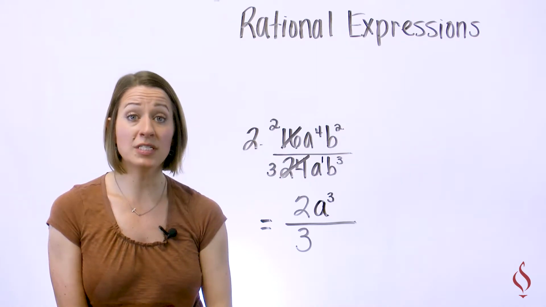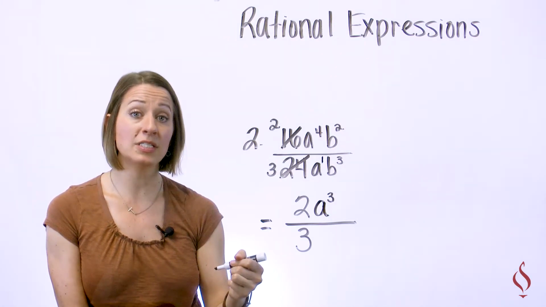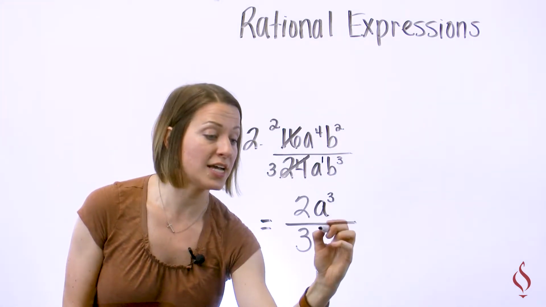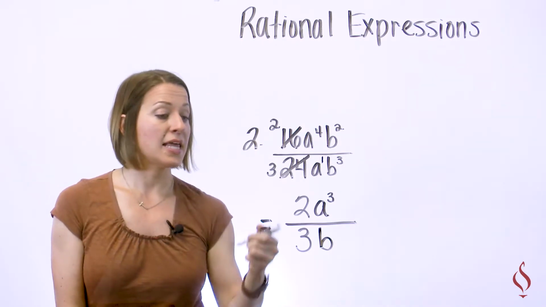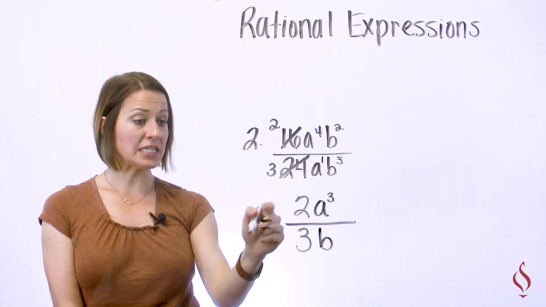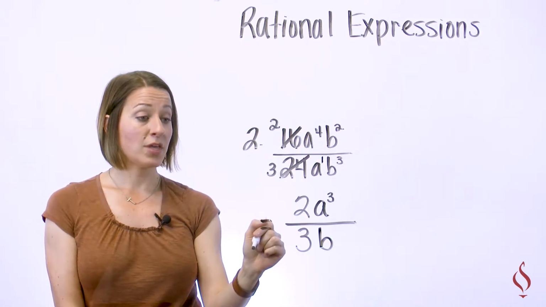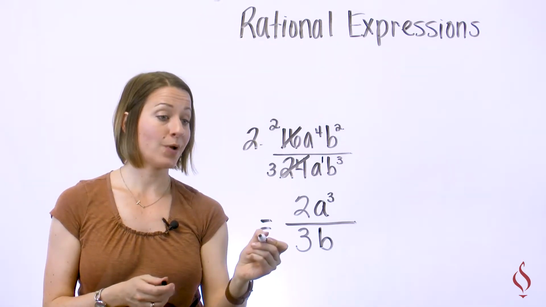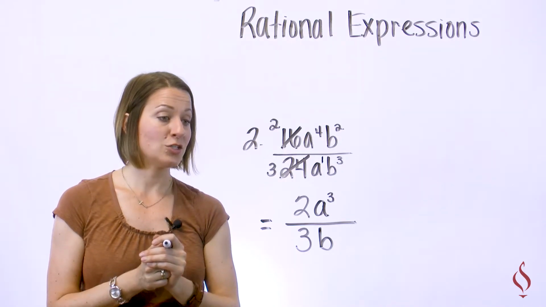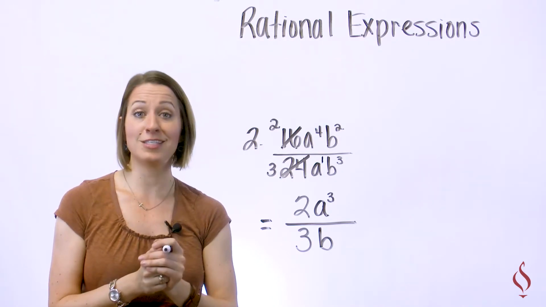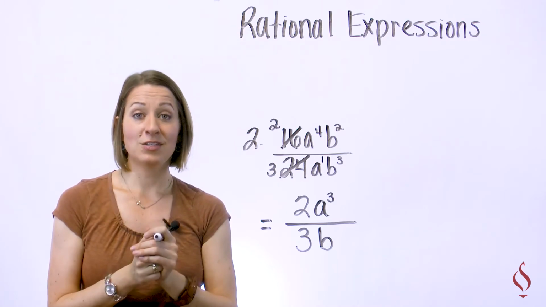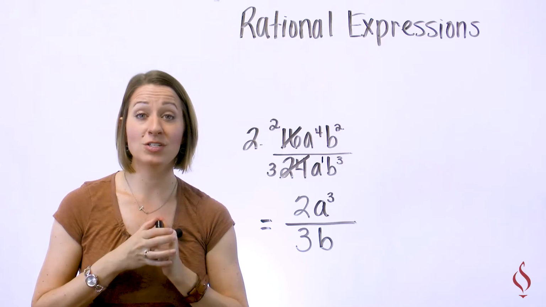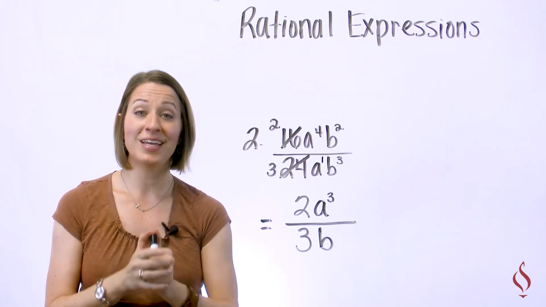And then there are 2 b's in the numerator and 3 b's in the denominator. So there's 1 extra b in the denominator, so that's the one that stays. Then check this work real quick. See if there's anything else that would be a common factor before you declare that this is your answer. But in this problem, it doesn't. 2a cubed over 3b is the final answer. There are some problems I want you to try practicing simplifying rational expressions, so pause this video and get out your work.